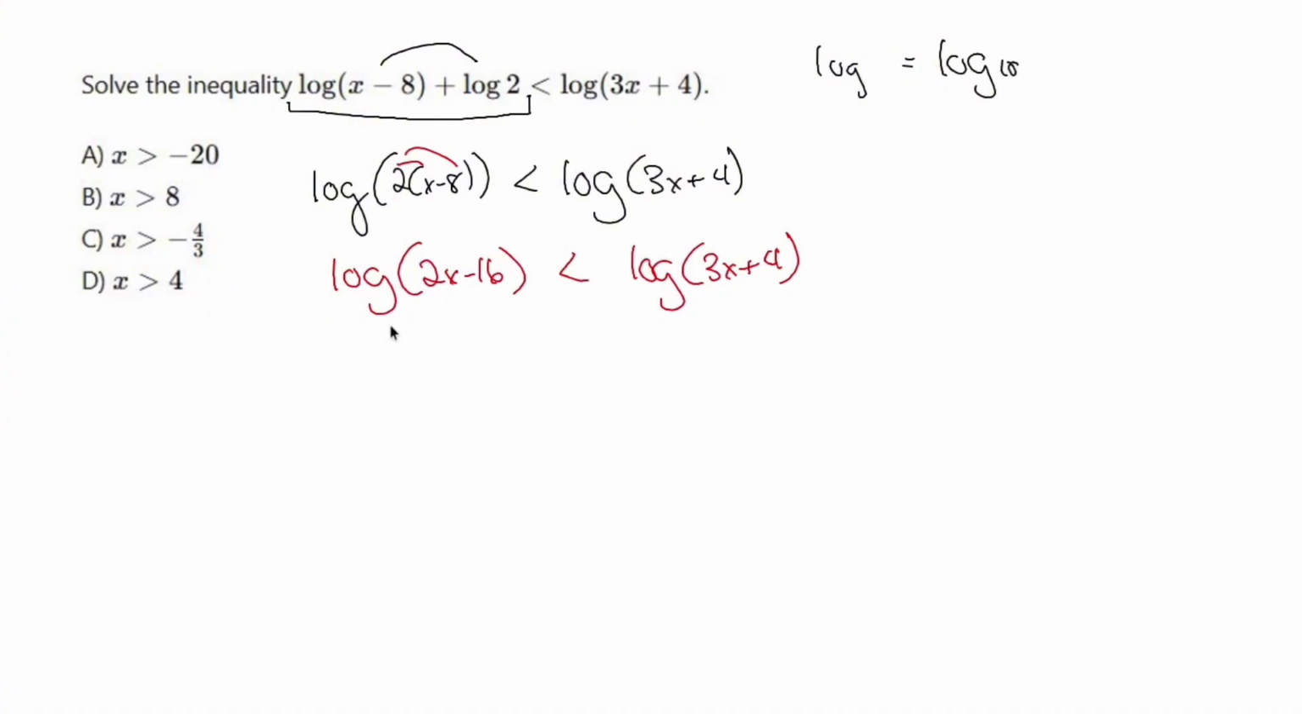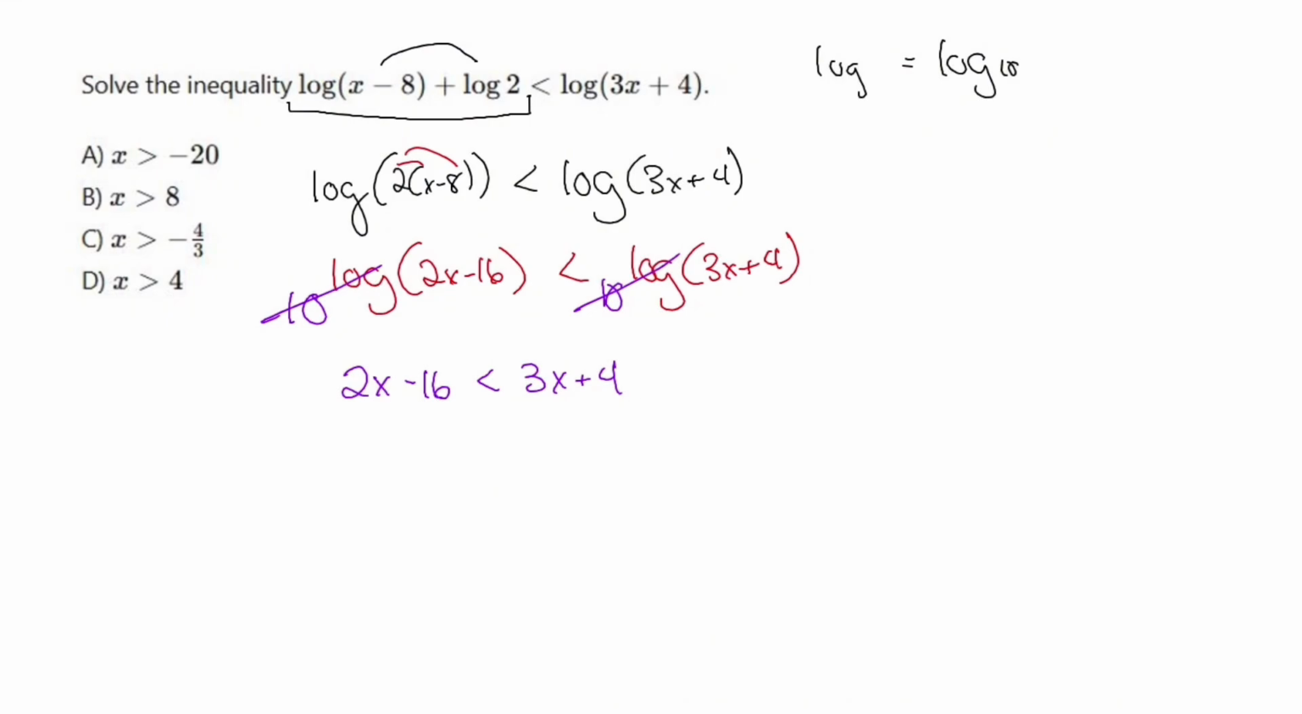I have log of stuff is less than log of stuff. How do I get rid of the logs? You can just cross them out. But why can you just cross them out? Because if I were to make these both exponents and take 10 to the stuff and 10 to the stuff on both sides, the 10s and the logs cancel each other out because that's log base 10. And what you're left with is 2x minus 16 is less than 3x plus 4.